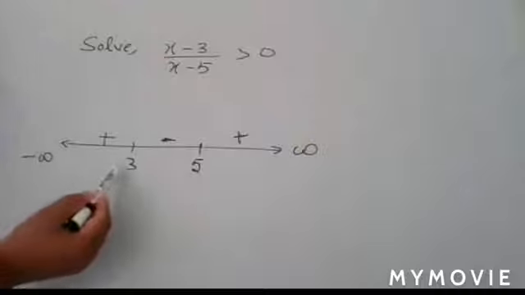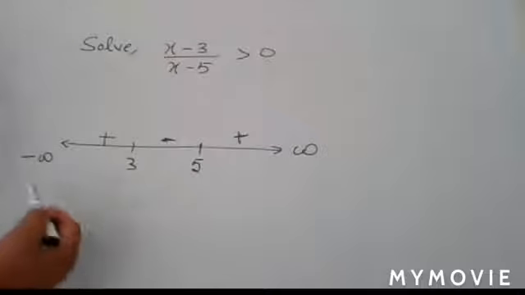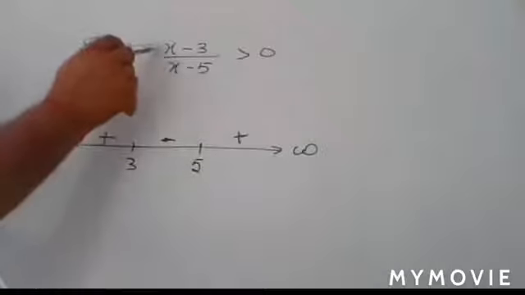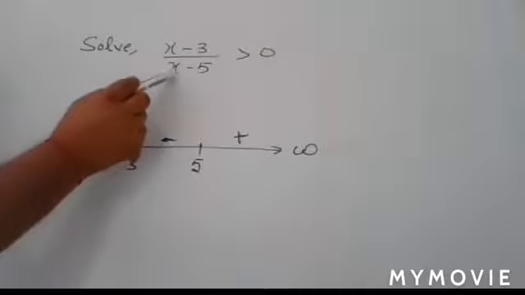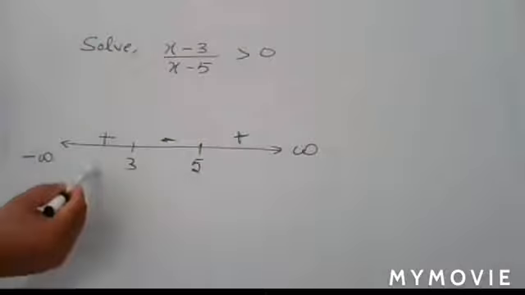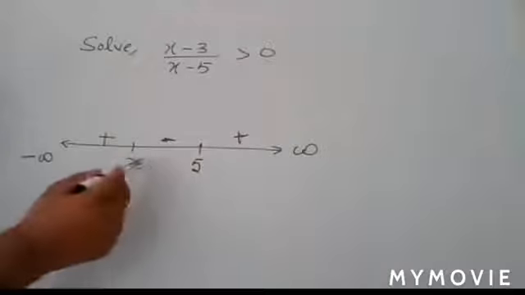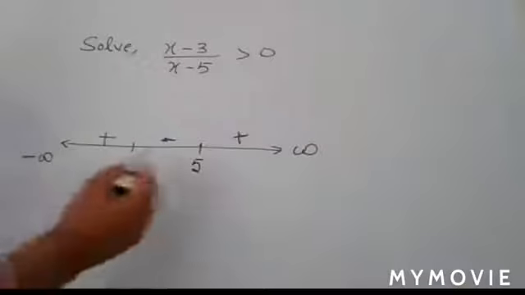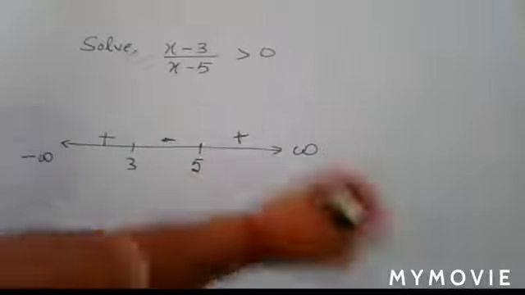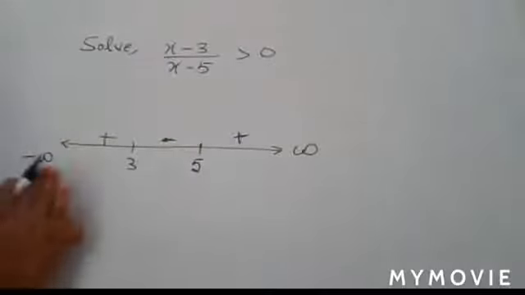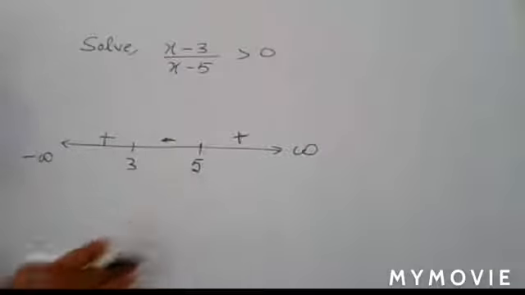In the same way, for the region lesser than 3, suppose you take x equal to 2. If you put it there, you have negative in the numerator and negative in the denominator, and negative and negative cancel out and become positive. Clear? So there is no need to check the sign of all the regions. You only have to check the sign of the extreme right or extreme left region, and then change the sign of the adjacent regions alternately.